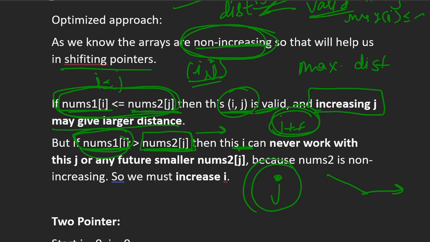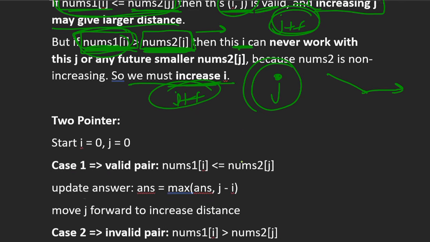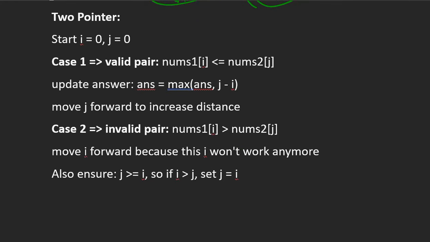Then what can we do? We try to find, in nums1, a number which is smaller than nums2 of j. As you know, if we increase i, then we get elements smaller than nums1 of i because the array is non-increasing. So in this second case, we increase i. Basically we will follow a two pointer approach. We take two pointers: one at i equal to 0 in the nums1 array, and j equal to 0 in the nums2 array.